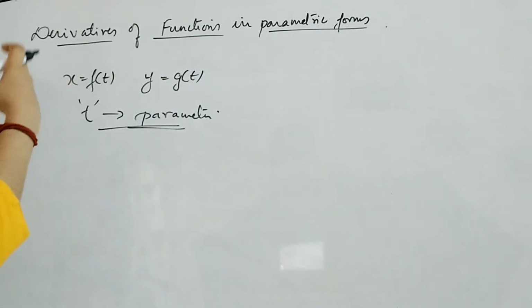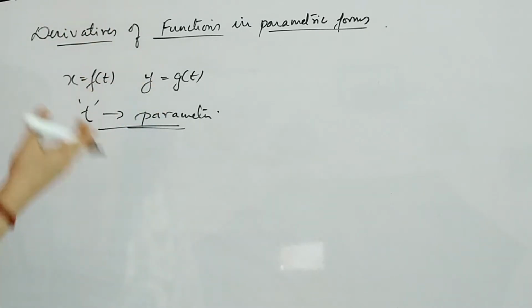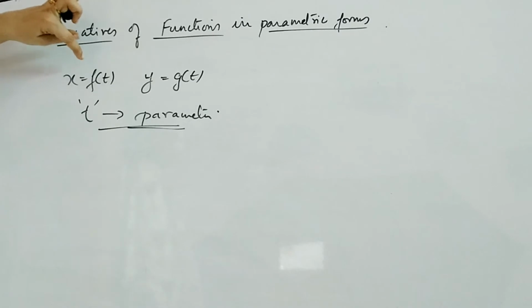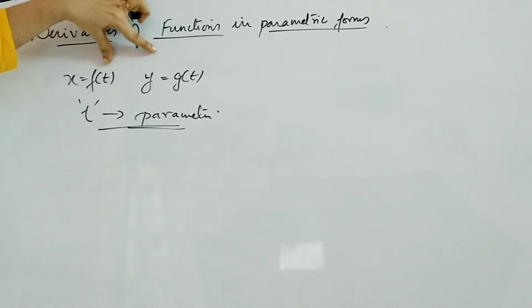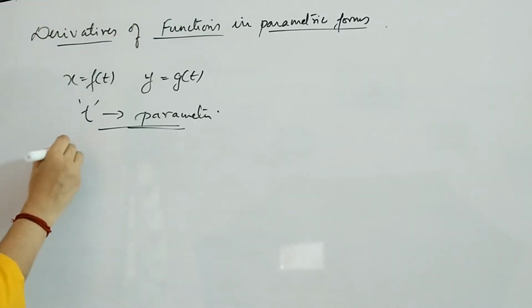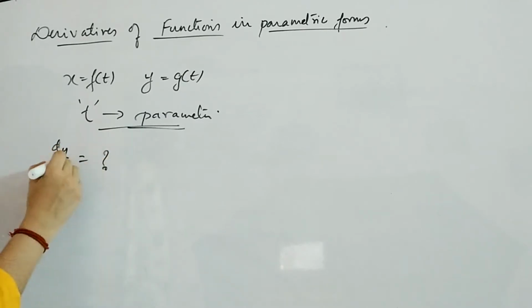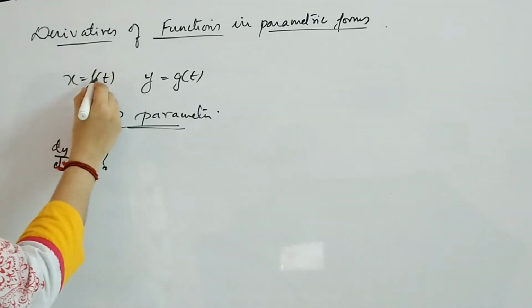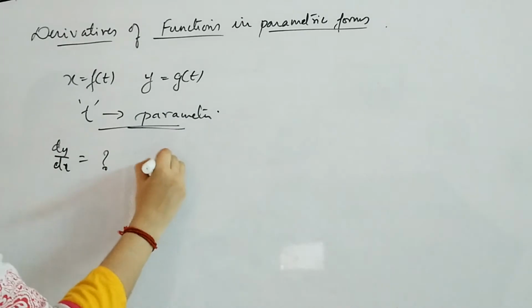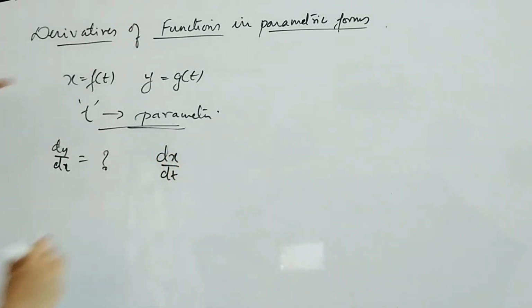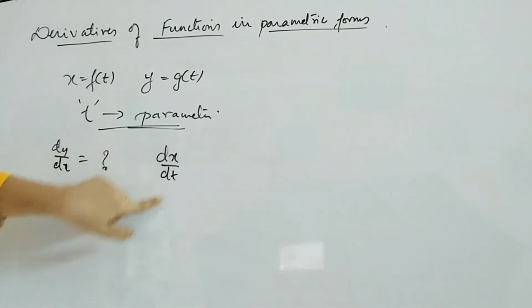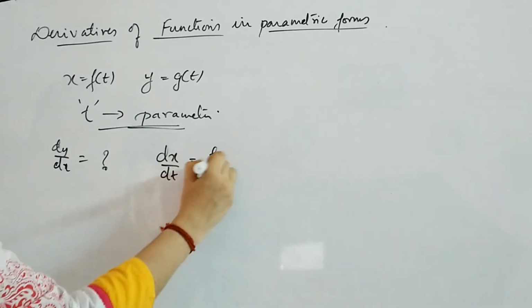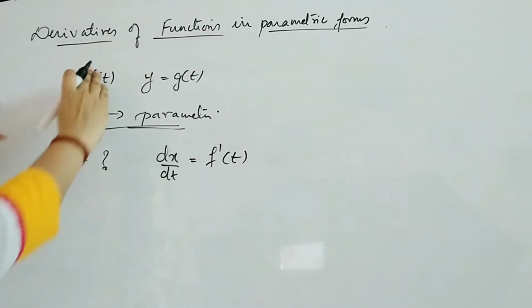That means x will be equal to f of something, it can be theta, it can be t, any variable you can use, it will be there in the question. The purpose will be finding out dy by dx only, but how we will find it out, that is the main thing. Now when x is equal to a function of t, we can find dx by dt, because x is depending on t. So I get f dash of t, its derivative.